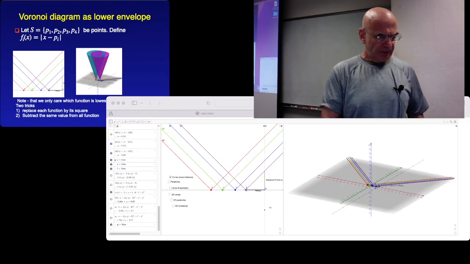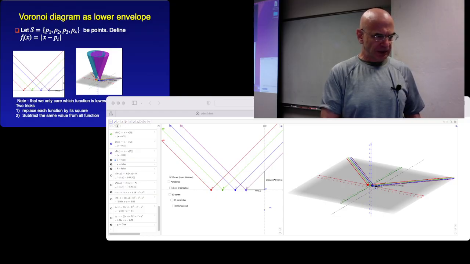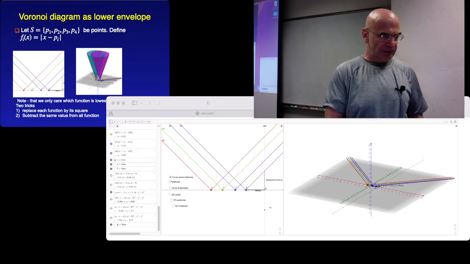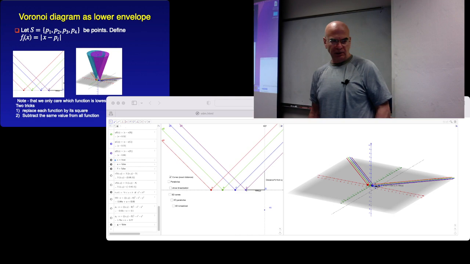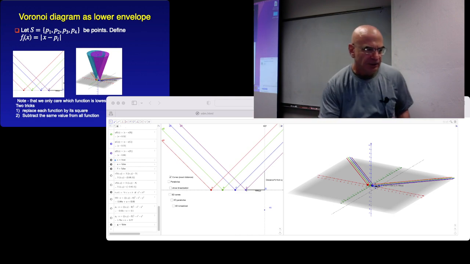Can you hear me? I mean, the computer behaves very strange today, and I cannot convince it to recognize that there are more cameras in the room. So we'll do our best with one of them.